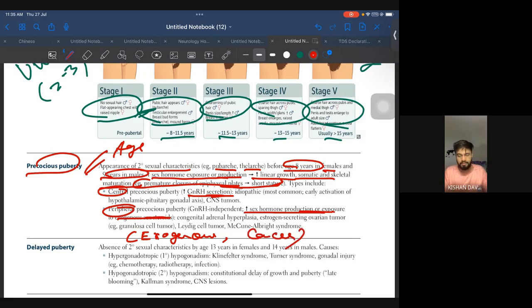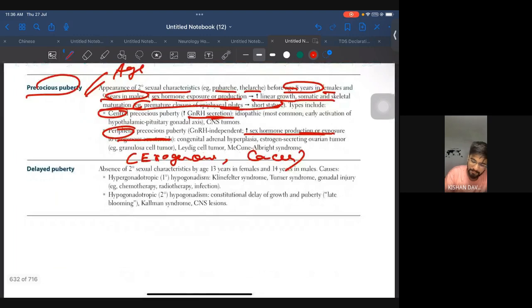Okay, so central and peripheral, they don't ask the causes, but the 8 years and 9 years ones they will ask. And if they want to ask you about the central, directly think about the pituitary problem. If they ask about the periphery, think of some exogenous use or some cancer produced in the body.